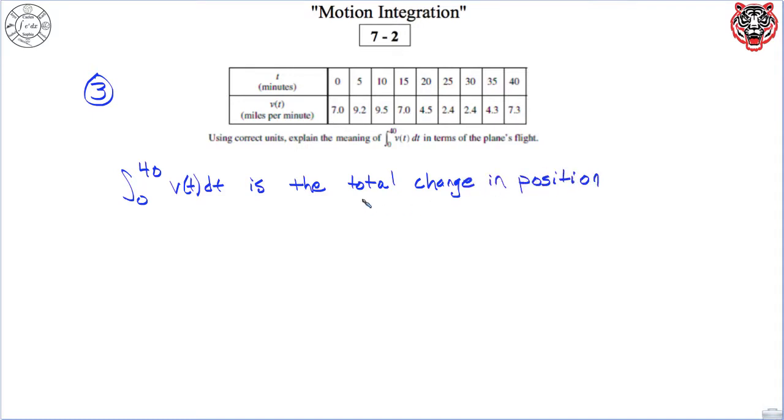You need to write this over and over again. This is the definition that you need to know. Total change in position, we're in miles here, in miles, from 0 minutes to 40 minutes.